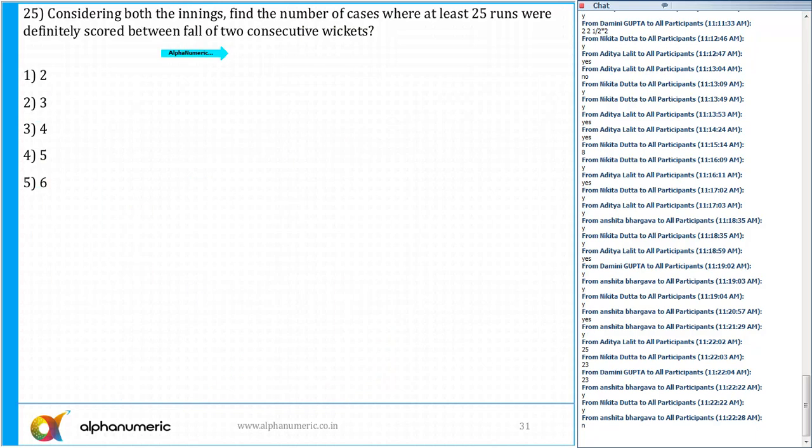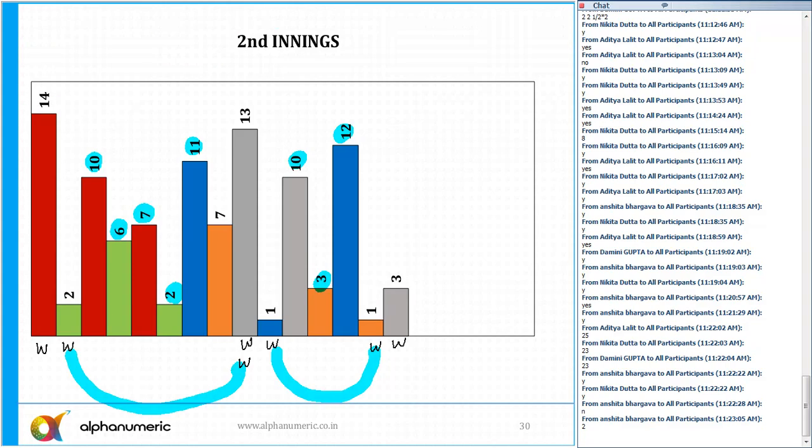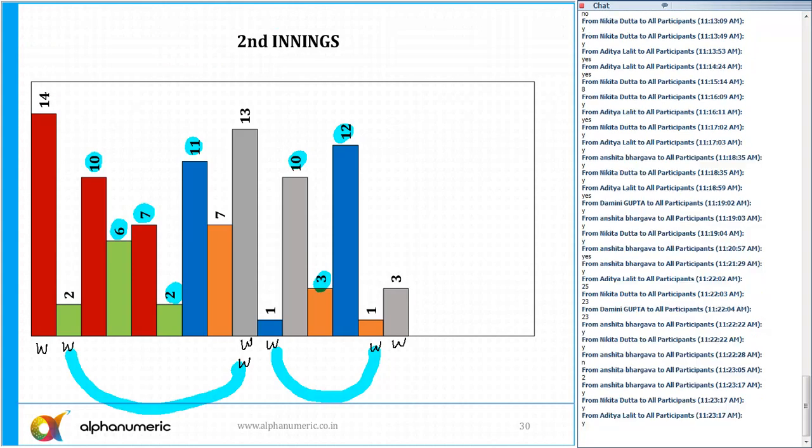So the answer is option 2, 3. Because it is talking about definitely. So 3 instances are there. That is for definitely. Is that clear to all of you? Okay.